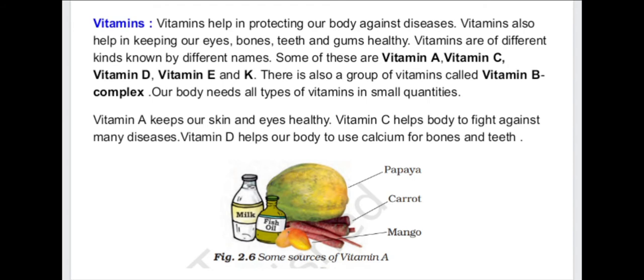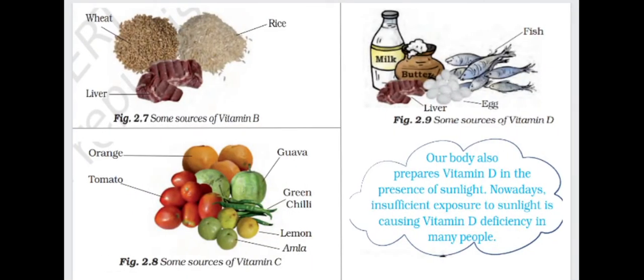Here, vitamin A keeps our skin and eyes healthy, vitamin C helps our body to fight against many diseases, and vitamin D helps our body to use calcium for bones and teeth. The sources for vitamin A are papaya, carrot, mango, fish oil, milk, etc. And wheat, liver, and rice are the sources for vitamin B. Orange, tomato, guava, green chili, lemon, amla are the sources for vitamin C. And fish, egg, liver are the sources for vitamin D. One more fact is that our body also prepares vitamin D in the presence of sunlight.